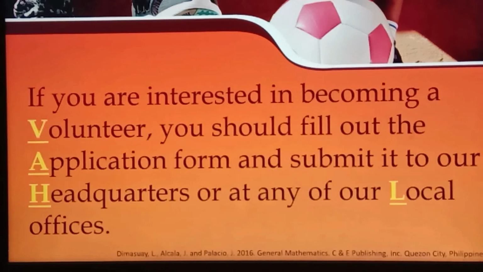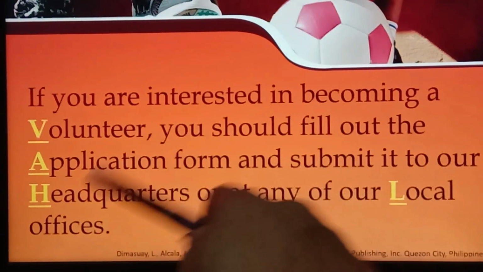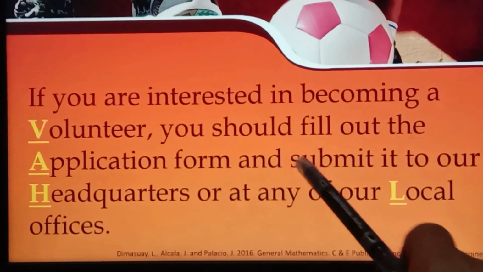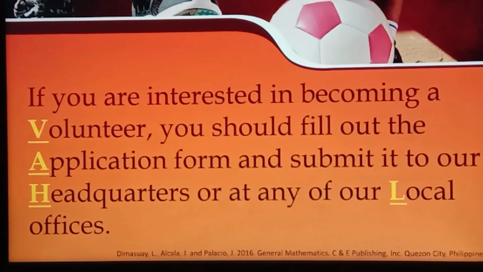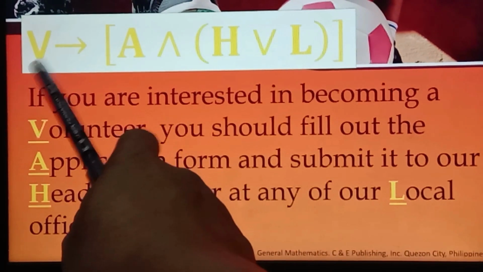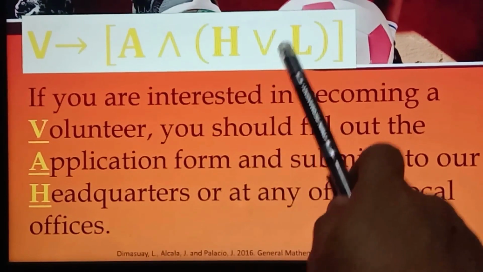For our next example, we have: if you are interested in becoming a volunteer, you should fill out the application form and submit it to our headquarters or at any of our local offices. In this case, the general statement has an if and then statement. But within the then statement, you have a conjunction, and within the conjunction you have the disjunction. Therefore, using V, A, H, and L, the symbol for this statement would be: if V, then A and H or L.